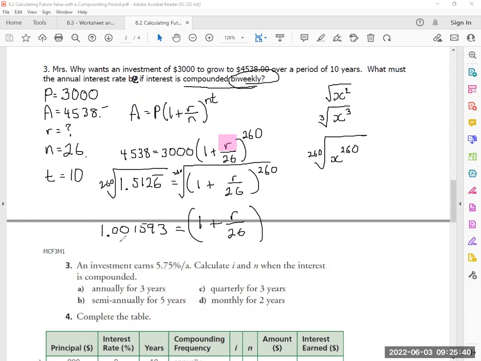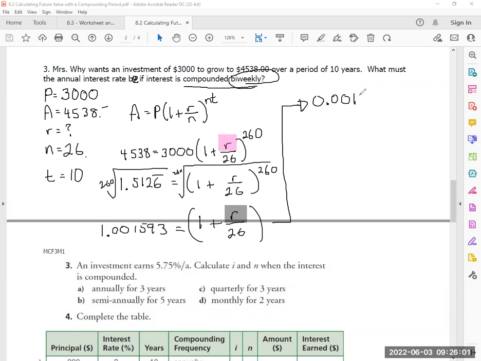And now that I have this, I'm just going to do everything in one go. I'm trying to get R all alone, so I'm going to subtract 1, leaving me with, let me erase this. If I subtract 1 from both sides, I get 0.001593 equals just R over 26. In other words, I subtracted 1 from both sides, as I said.